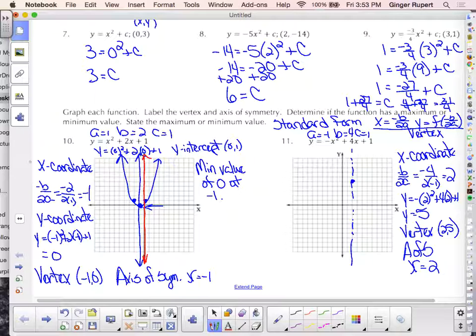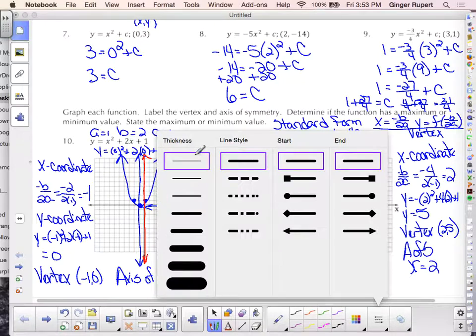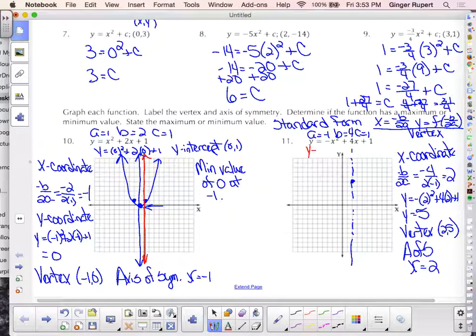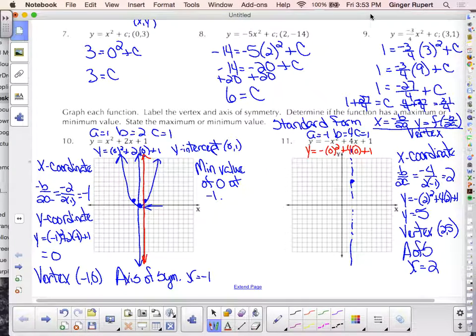My y-intercept then, so I'm going to take my function, y is equal to negative, substituting a 0 in for x. That's going to give me my y-intercept at 0, 1. I now have a point of reflection across that axis of symmetry, and I can go ahead and sketch in that graph.